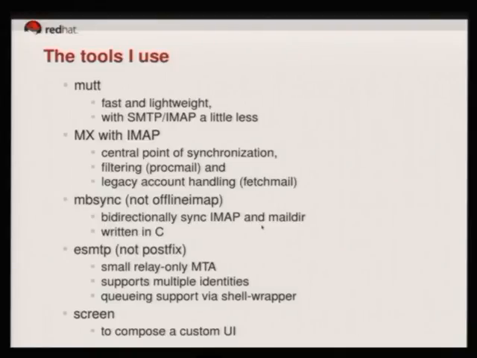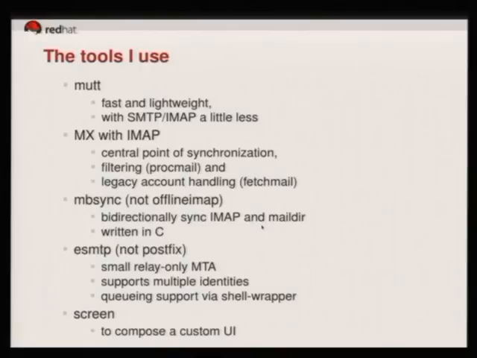The synchronization, I use mbsync. In contrary to what Paul Fried used, which was OfflineIMAP, I used that once too, or actually quite for a while, but yeah, it's Python, and Python is slow, and OfflineIMAP is slow in Python. So mbsync is a lot better in my point of view.